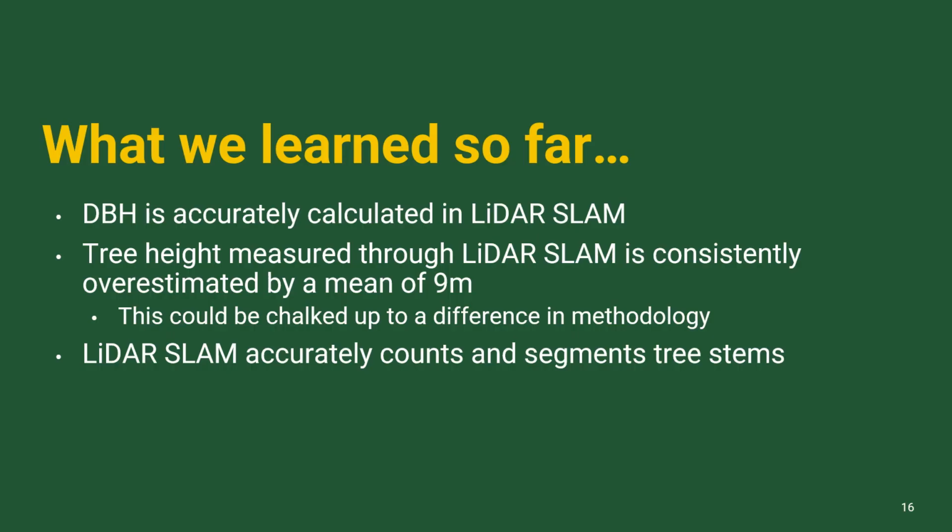So what we learned so far from our analysis is that DBH is accurately calculated in LiDAR SLAM, and tree height measured through LiDAR SLAM is consistently overestimated by a mean of 9 meters, and this could be chalked up to a difference in methodology, and that LiDAR SLAM accurately counts and segments tree stems.